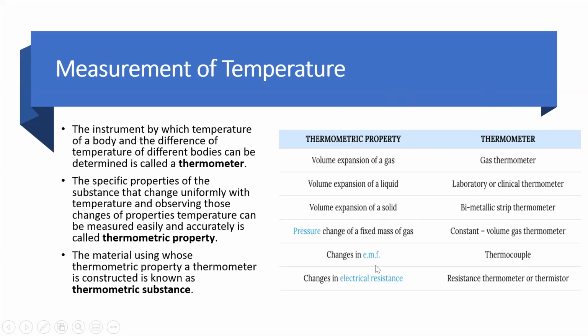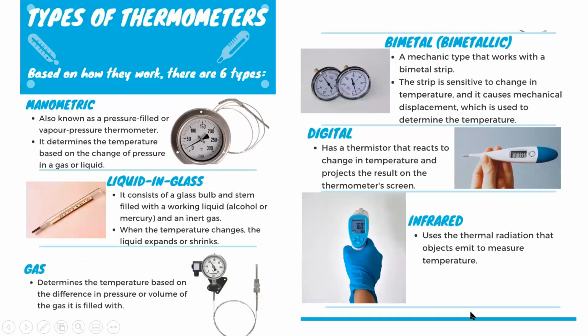Then changes in EMF of a thermocouple. So the thermometer which uses this property is called a thermocouple. And changes in electrical resistance of certain materials. The thermometers that use this property are resistance thermometers or thermistors. So let us see some of the thermometers.